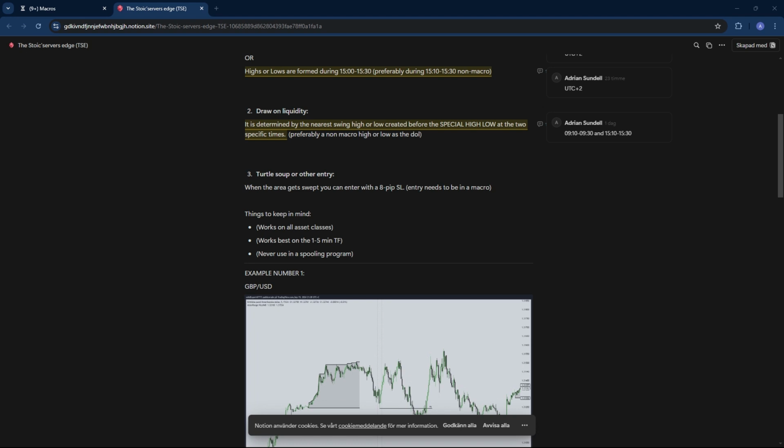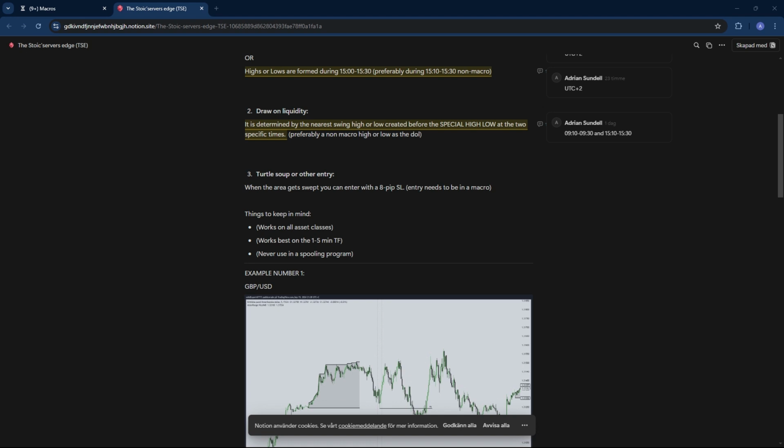This you can never use in a spooling program, alright? You can never use this in a spooling program. And what the spooling program is, alright, is simply a buying or selling program. And the students know specifically how to spot this in the market. You guys don't really know.